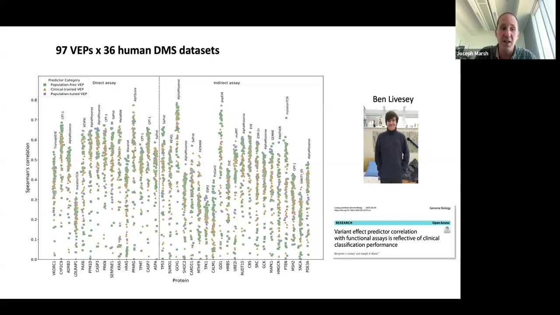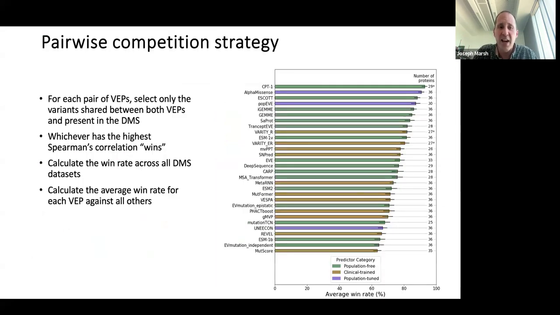So this is the result of this benchmark that we published in Genome Biology just last month or 2 months ago. And again, it's still kind of hard to interpret from this. Here it's got the 36 different proteins, and it's showing the Spearman correlation for each of these 97 different predictors. It's kind of a mess of data. But we came up with this better way of representing it, which is this pairwise competition strategy, which basically accounts for the fact that you have differential coverage from different predictors across different genes.